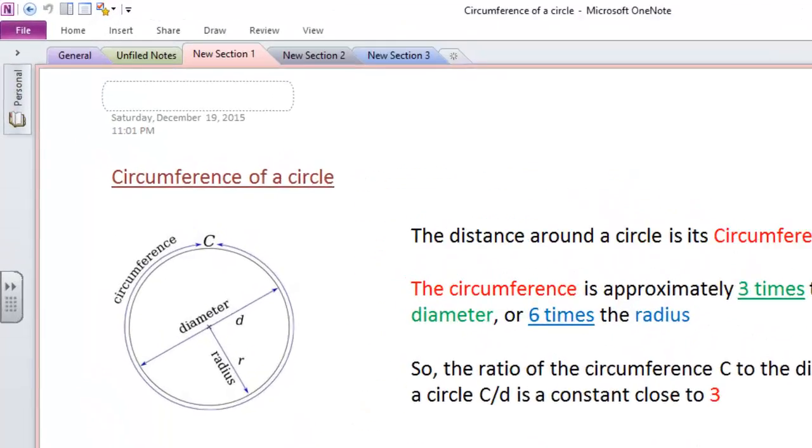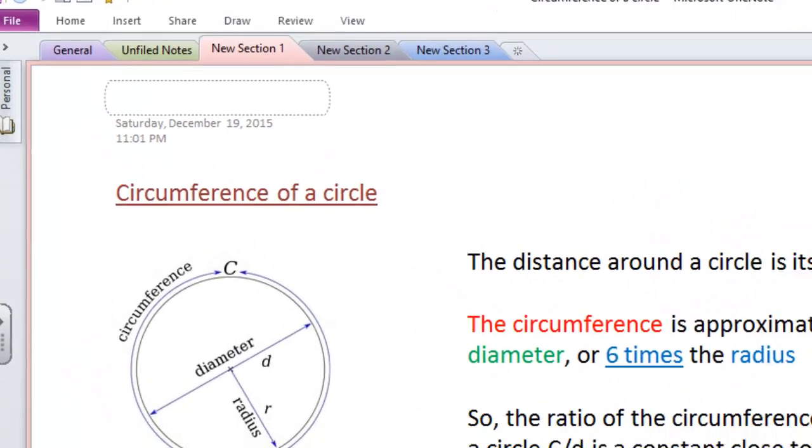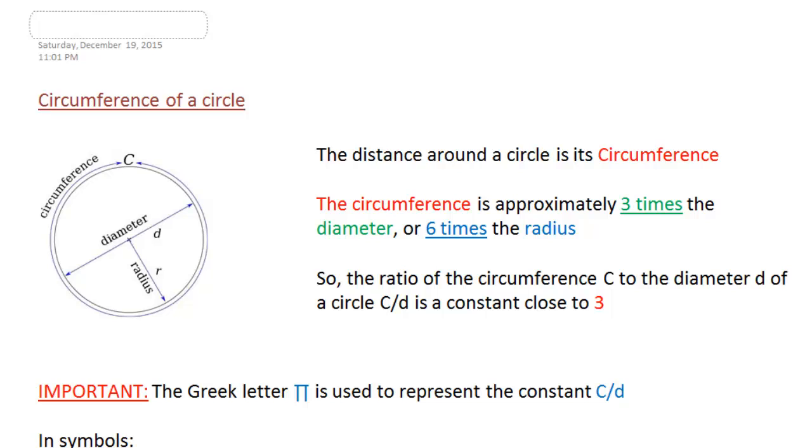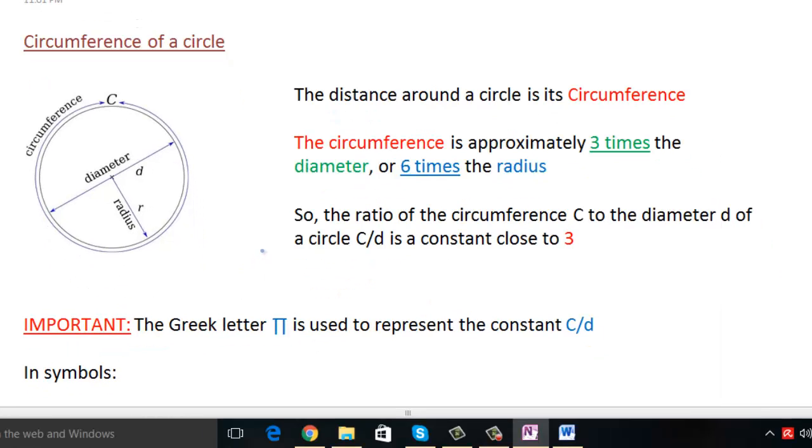Unit 6, Lesson 2, Circumference of a circle. As you can see in the drawing, we have a circle with radius r and diameter d, and circumference is capital C. The circumference means the distance around a circle, and sometimes we call the circumference the perimeter of the circle.